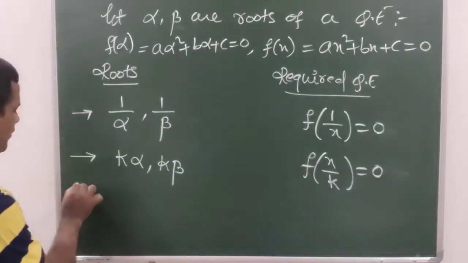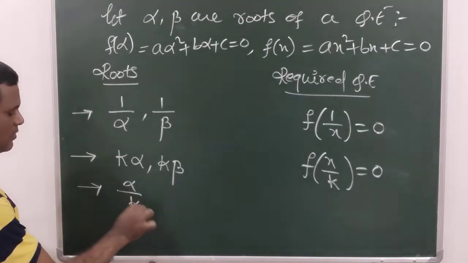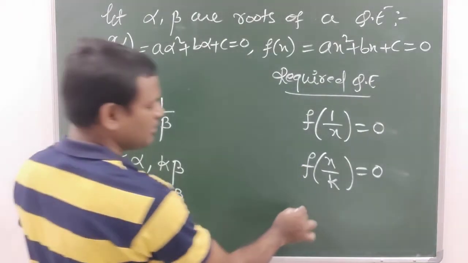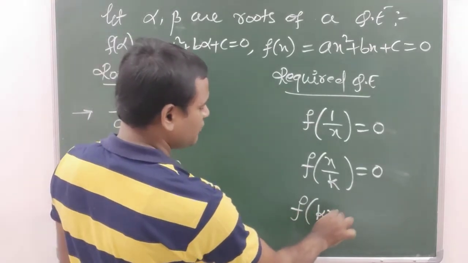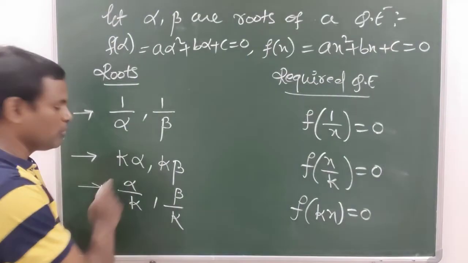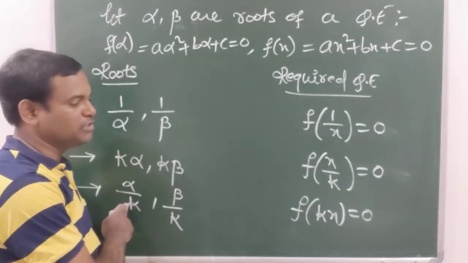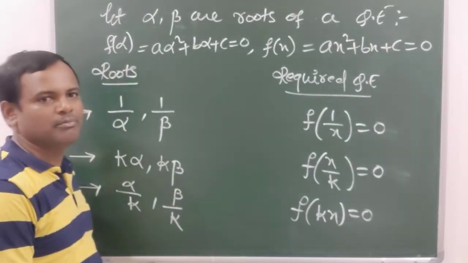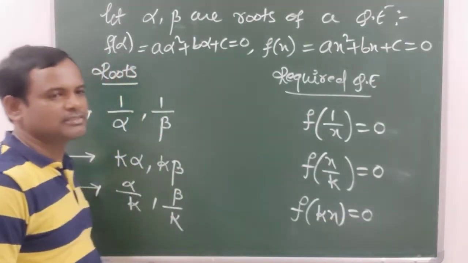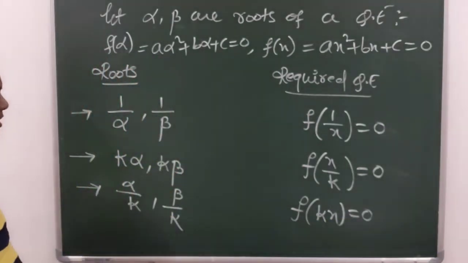When the roots are divided by k, then here what do we get? F of kx we will get. You know how this kx will come. This one we have to consider as x and make alpha the subject, so that alpha equal to kx will come. So replace this alpha by kx. We get this. Okay? Right.